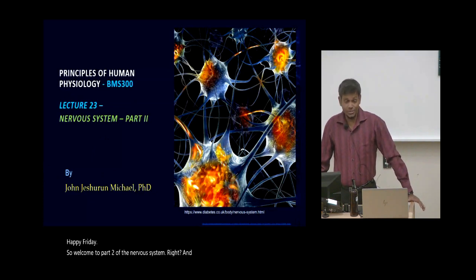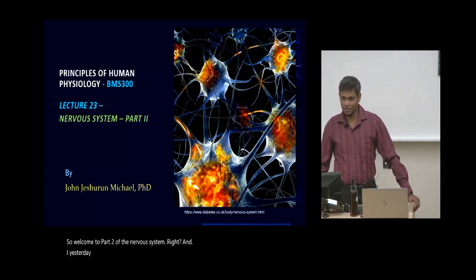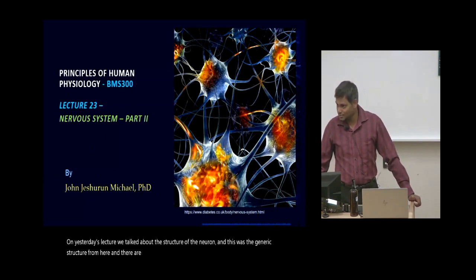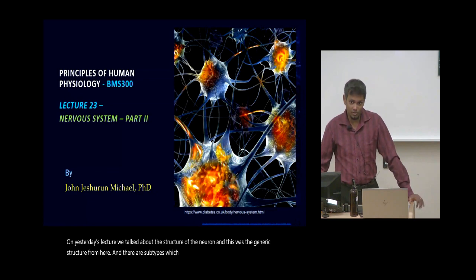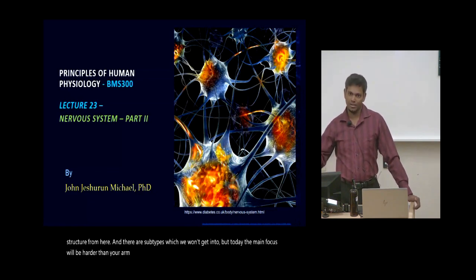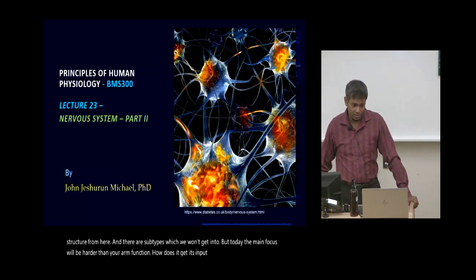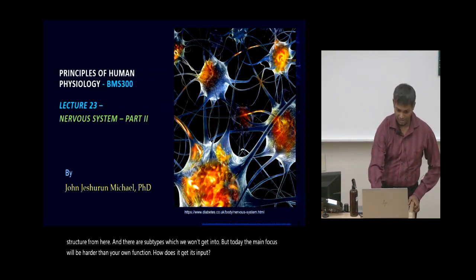In yesterday's lecture we talked about the structure of a neuron, and this was the generic structure of a neuron. There are subtypes which we won't get into. But today the main focus will be how does a neuron function, how does it get its input, how are the signals being transmitted. So that would be the focus of today's lecture.